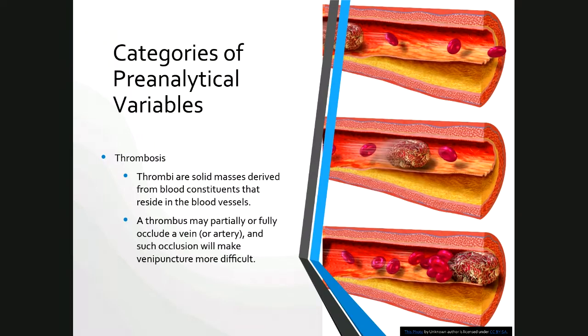Thrombosis. Thrombi are solid masses derived from blood constituents that reside in the blood vessels. A thrombus may partially or fully occlude a vein or an artery, and such occlusion will make venipuncture very difficult. So please be aware that this is what it would look like, and it can occlude the vein or partially block it as well. The patient would be very protective of this arm.